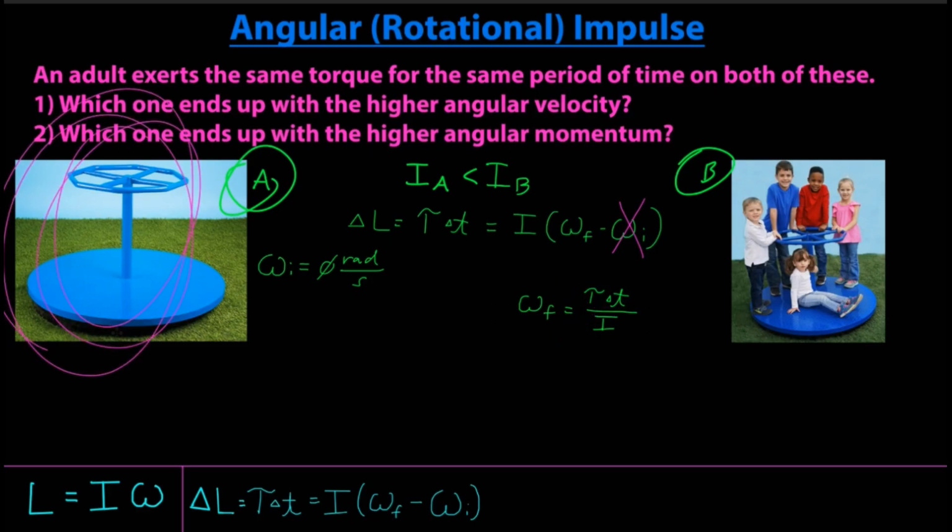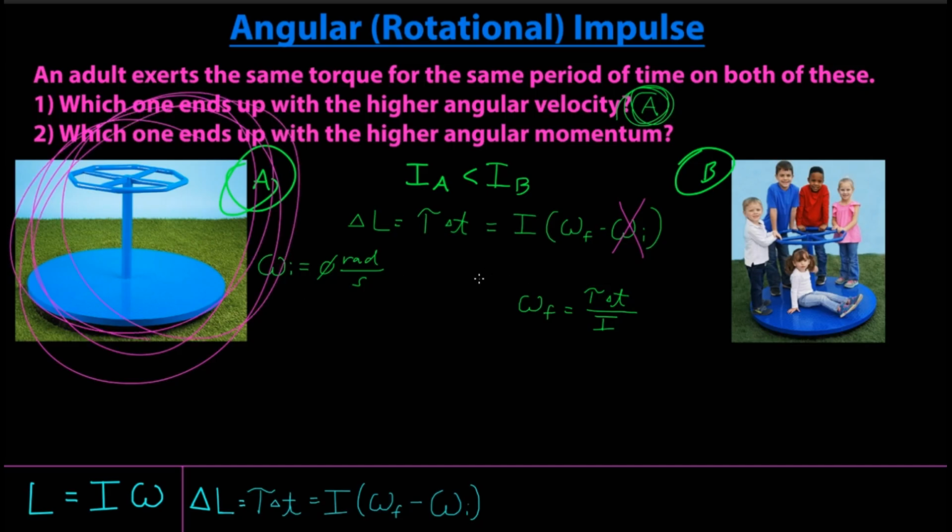In other words, this is a part of the question where people just get it naturally. There's no kids on this. So if you exert the same torque on both of these for the same period of time, of course this one's going to be spinning faster. So A is going to have the higher angular velocity. The one that catches people is number 2, which one ends up with the higher angular momentum. And the mistake people make is that since A will be spinning faster, it has a higher angular momentum.